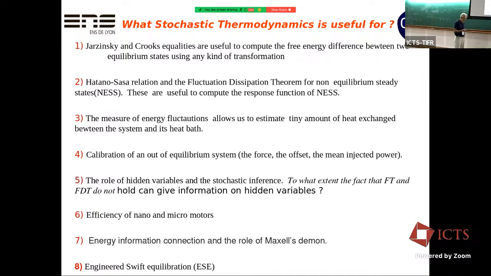So this is certainly an extension of the second principle, but the question is now to understand whether it can be used for something. And then, okay, here I put a short list. I will not go through all of this. I will take some examples. The first case is the Jarzynski and Crooks equalities that are useful to compute the free energy difference between two equilibrium states using any kind of transformation. You will see that this is actually very useful.